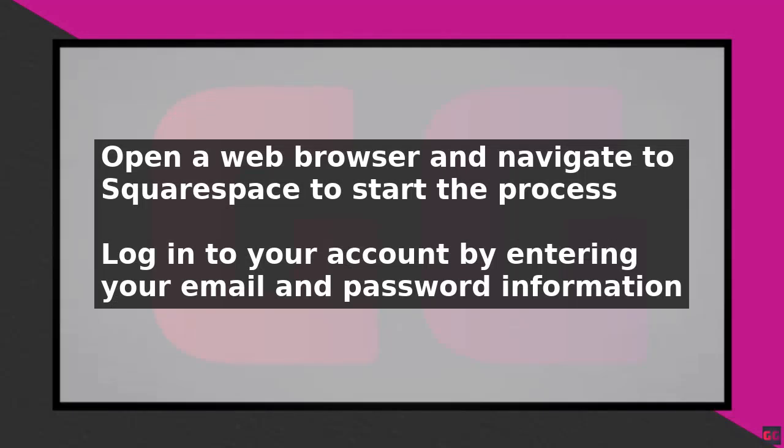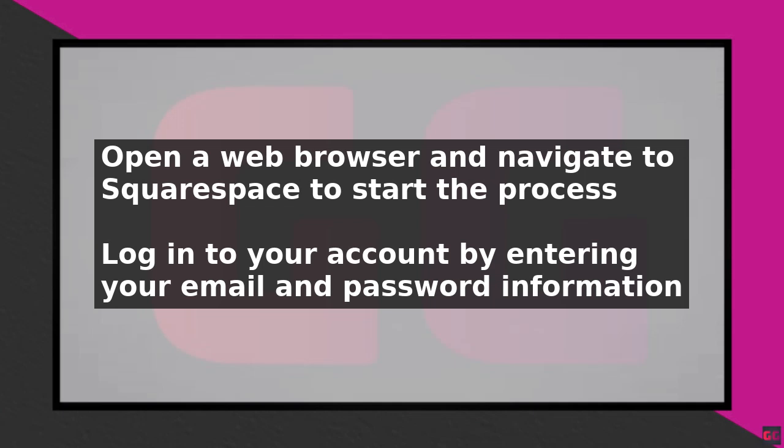To add a Facebook pixel or metapixel to Squarespace, start by opening a web browser and navigating to squarespace.com. From there, log into your account by clicking on the login prompt and entering your email and password information.